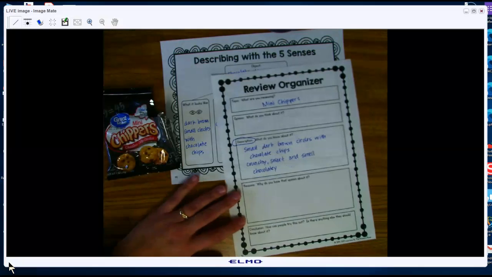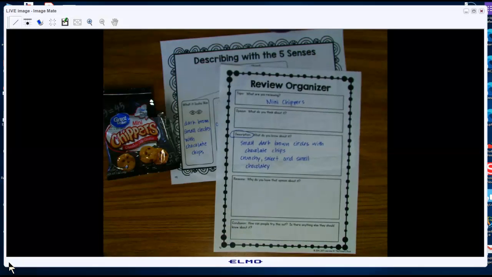Now that could be my description to describe mini chippers. You think that's a good description if you're trying to describe this cookie to someone that's never had it before? Yes, I think so. Small, dark brown circles with chocolate chips. Crunchy, sweet, and smell chocolatey. So that's what I want you to think about: your 5 senses.